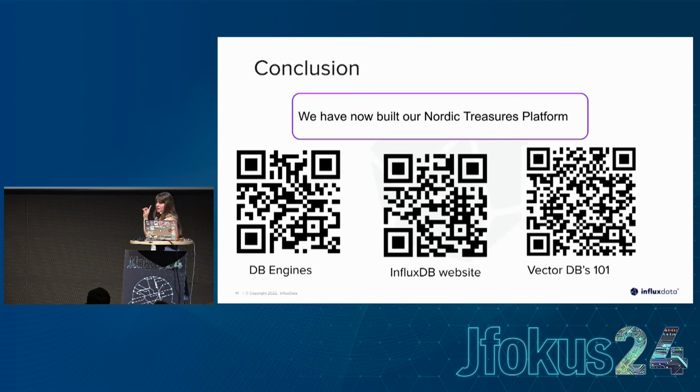So this is something you can take a photo of. That is DB Engines. That's where you will find a ton of information. It's a website that really needs updating. Just to be clear here, it looks like it's from the early 2000s. But it's great for getting all your DB information. It's good for seeing rankings. This is the InfluxDB website if you want to learn more about time series databases.